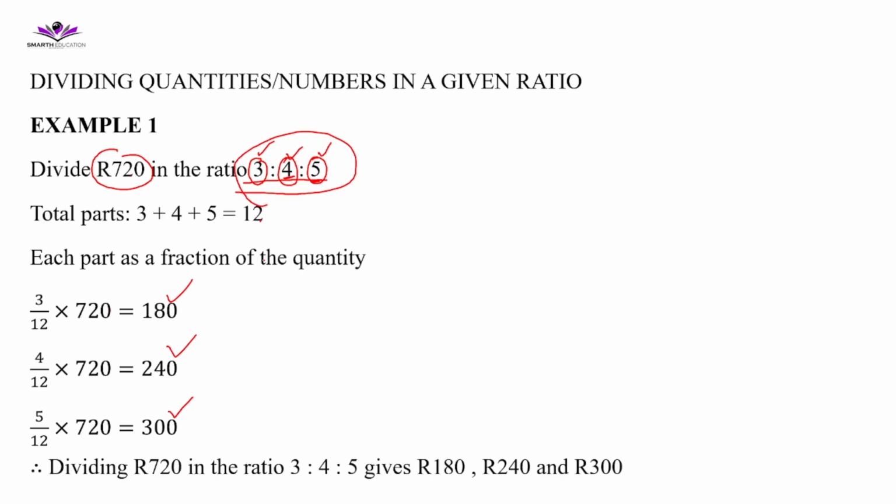So these are the two methods you can use to divide quantities or numbers in a given ratio. You can use the fraction method or you can use the unitary method.